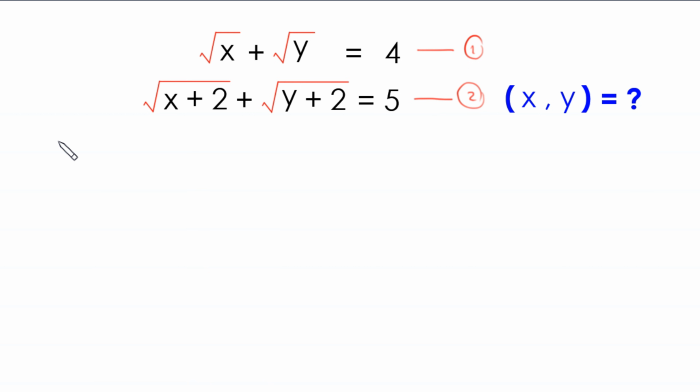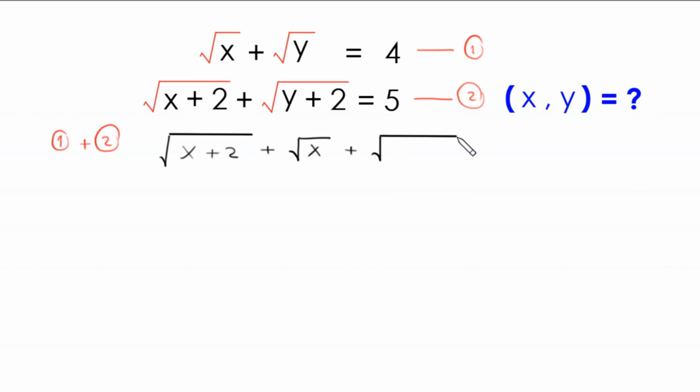First we add these two equations, equation 1 plus equation 2. So this will become √(x+2) + √x + √(y+2) + √y = 9. Let's call this equation number 3.